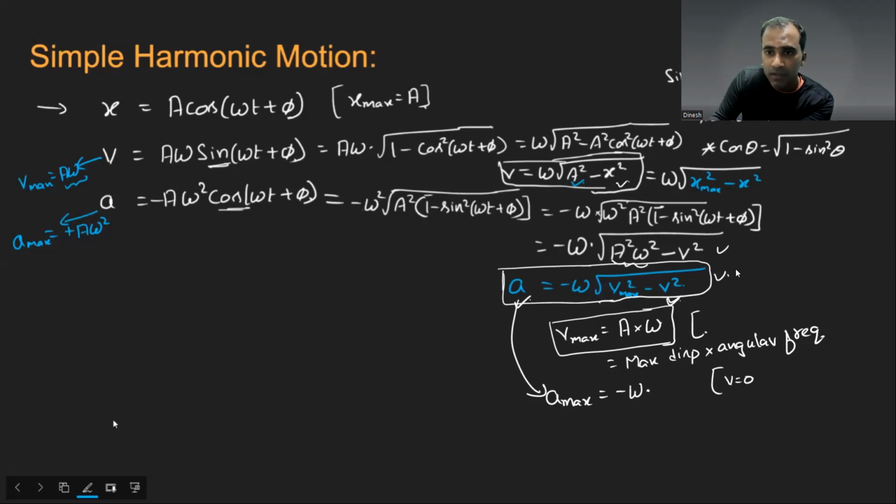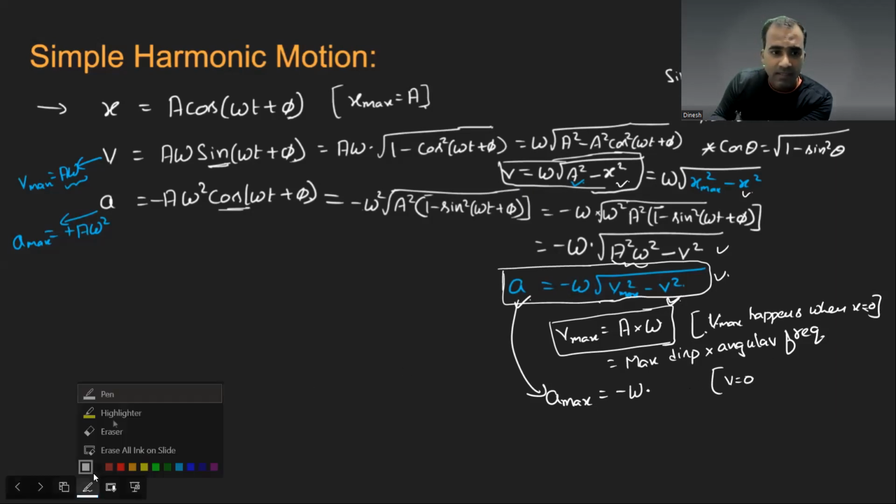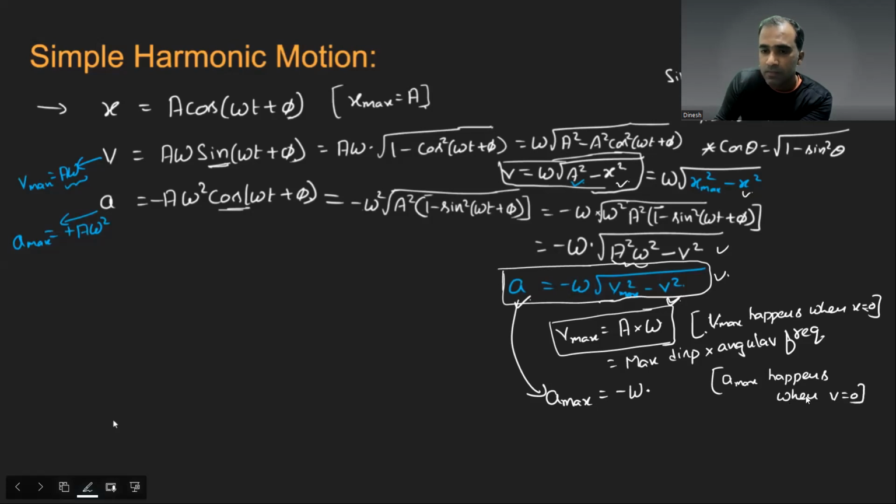See this one. Look at this one. V max happens when displacement is 0. If you put x equal to 0, that is when you get maximum velocity. Now, similarly, acceleration is maximum when velocity is 0. Observe carefully. A max happens when velocity is 0. Simple stuff.